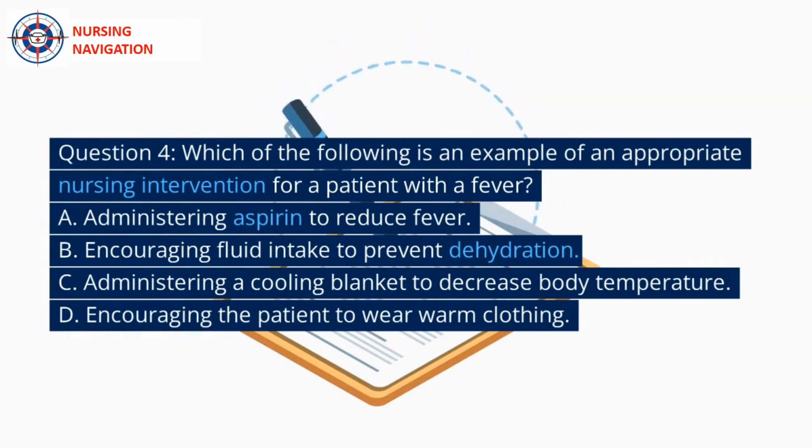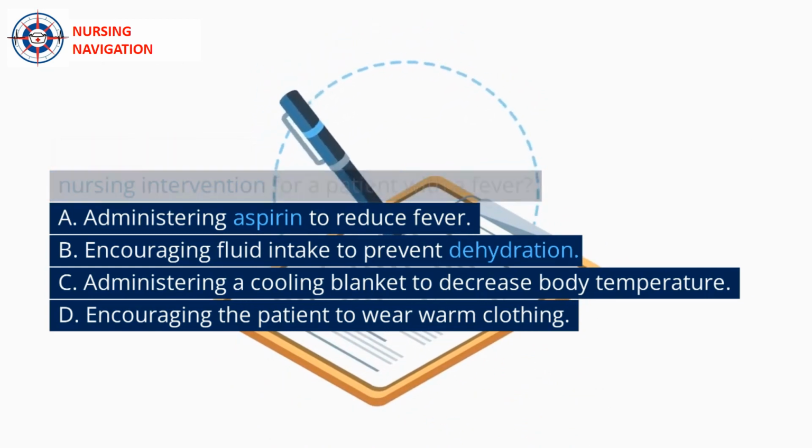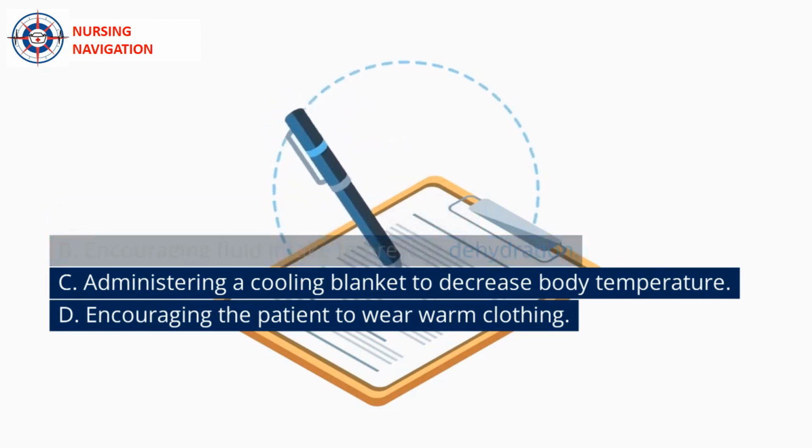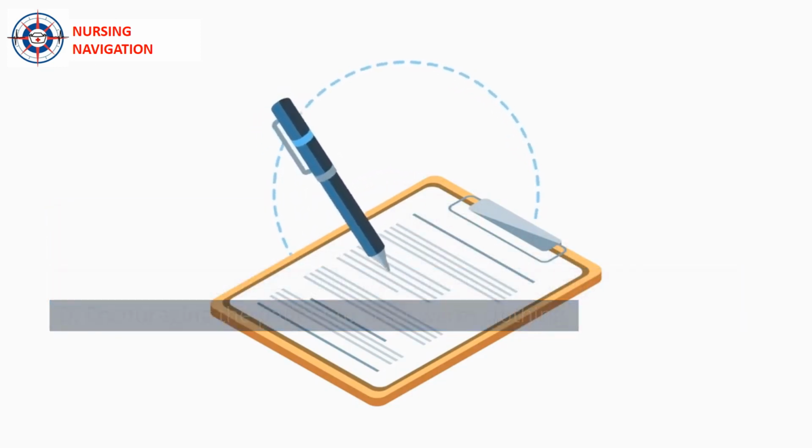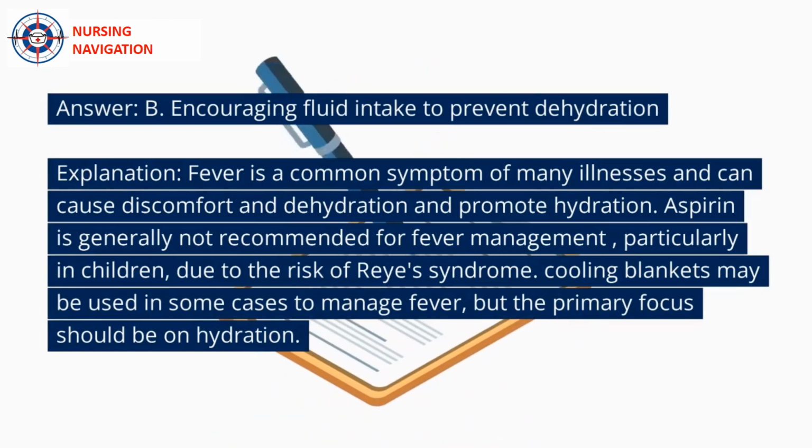Question 4. Which of the following is an example of an appropriate nursing intervention for a patient with a fever? A. Administering aspirin to reduce fever. B. Encouraging fluid intake to prevent dehydration. C. Administering a cooling blanket to decrease body temperature. D. Encouraging the patient to wear warm clothing. Answer. B. Encouraging fluid intake to prevent dehydration.